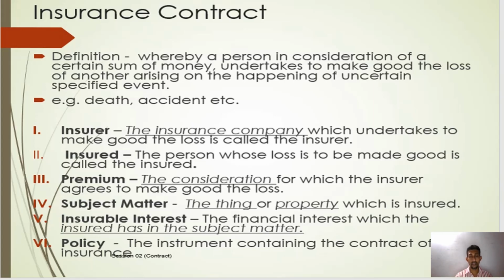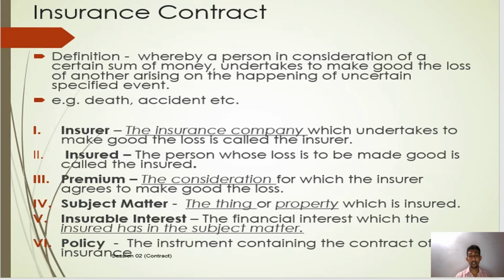Premium, in other words, is a consideration for which the insurer agrees to make good the loss. It is the payment that the policyholder pays to the insurance company in order to transfer this particular risk. That financial amount, that financial value, we call the consideration, the premium.